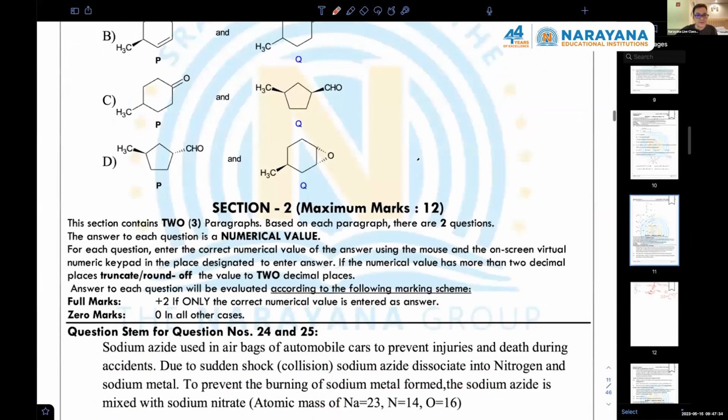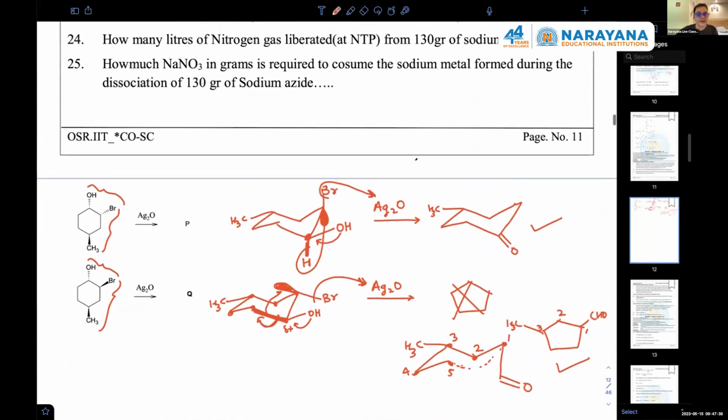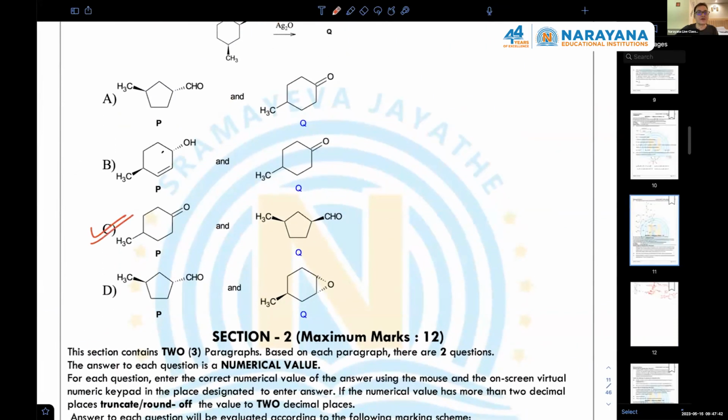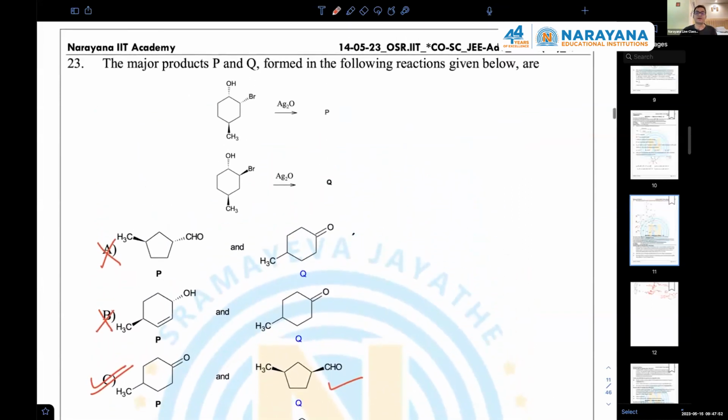As per the question, the first option is a 6-member ring. So the first 6-member ring is this one only. Oh, where is it? Oh, they are already eliminated. C is the only option. And the second ring is contracted.